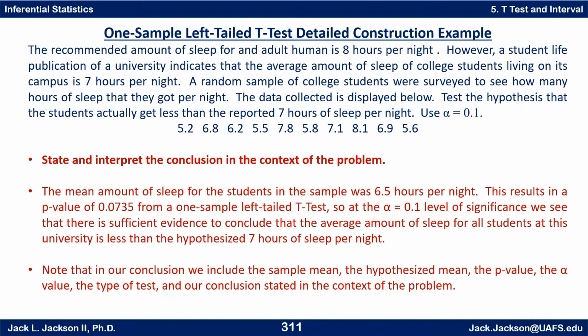So at the alpha equals 0.1 level of significance, we see that there is sufficient evidence to conclude that the average amount of sleep for all students at this university is less than the hypothesized 7 hours of sleep per night. Our data indicates that their reporting of 7 hours per night in their article is incorrect, that in fact people are getting less sleep than that.